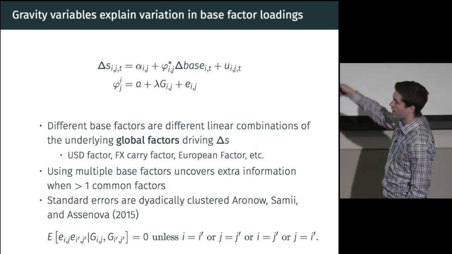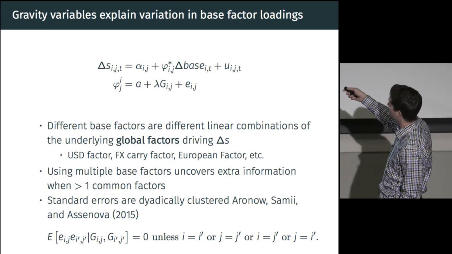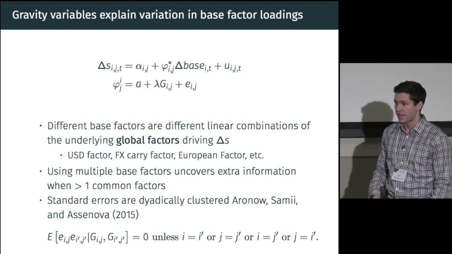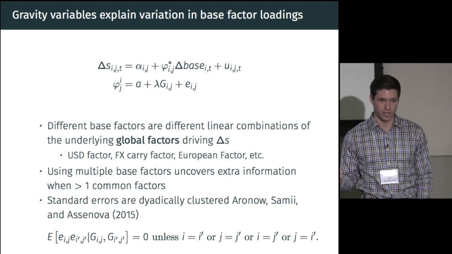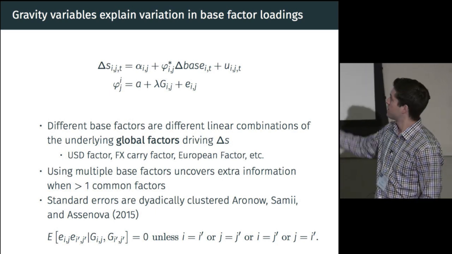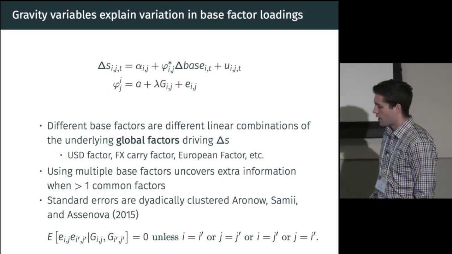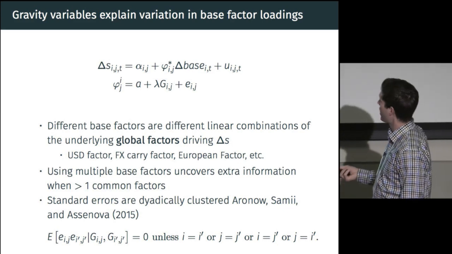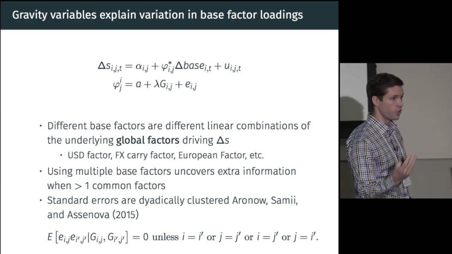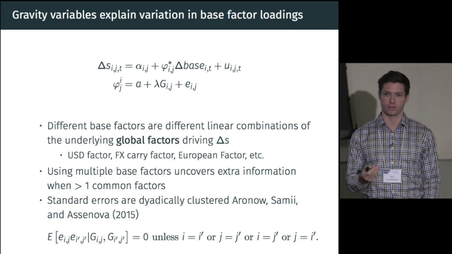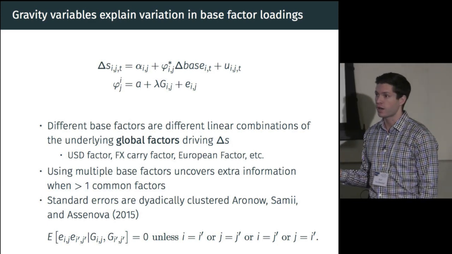We're going to get each bilateral exchange rate with respect to some base currency i and get its exposure to that base currency's base factor. That's going to give us a set of base factor loadings, phi ij, for all base currencies and for all foreign currencies with respect to each of those base currencies. Now, why would we do that?